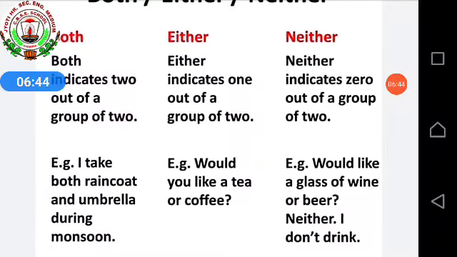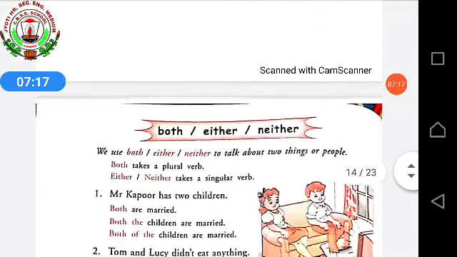Okay? Understood? So, here both indicates two people out of a group of two. Out of a group of two means already two people are there and both indicates both the two. Either means we are using only for one person at a time. If two things or two people are there, we are using it only for one. And neither we are not using for any. It is taken for 0 out of the group. If two people are there, it is not at all related to both of them. Clear? So let's start.